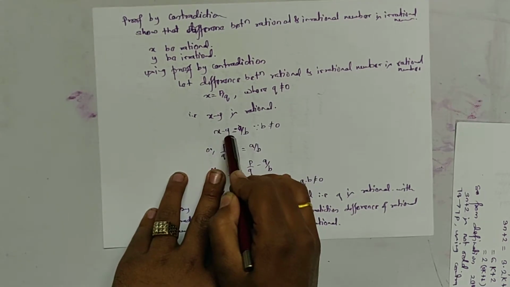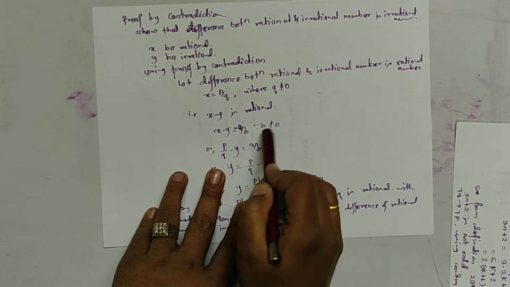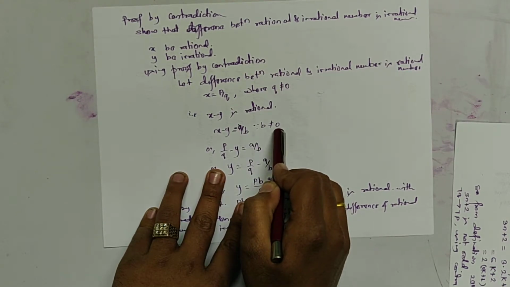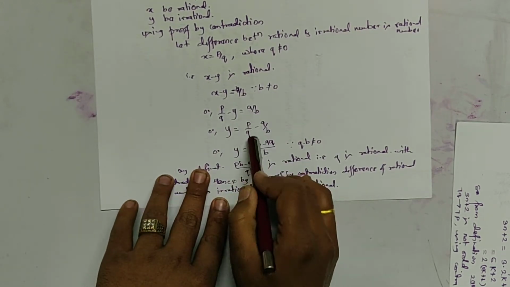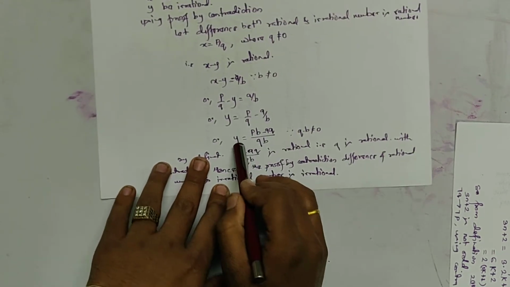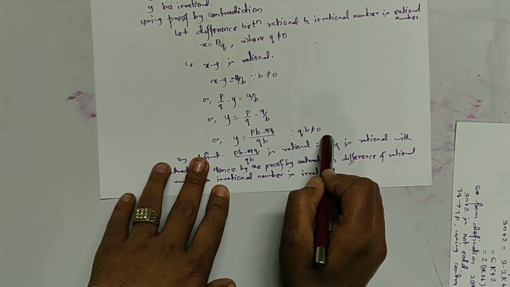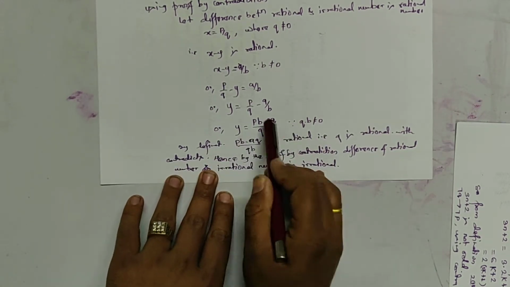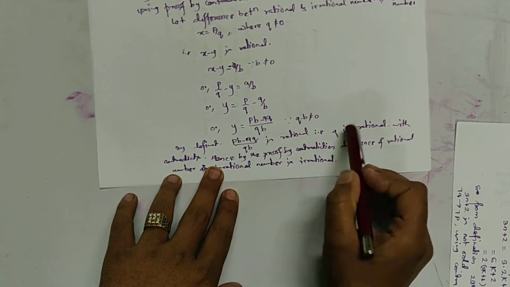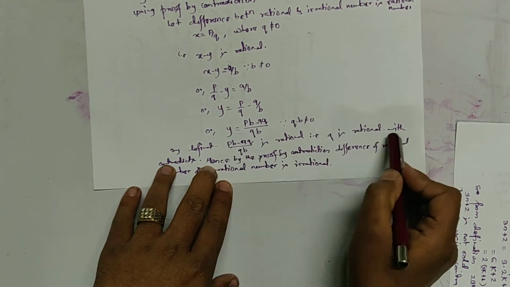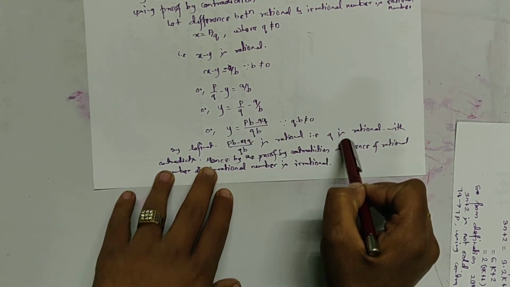So x plus y equals a by b. Since it is a rational number, it is in the form of a by b, where b is not equal to 0. And x is p by q, so y equals a by b minus p by q. That means y equals (aq minus pb) divided by bq. Since bq is not equal to 0, and by the definition of a rational number, this is a rational number, so y is a rational number.